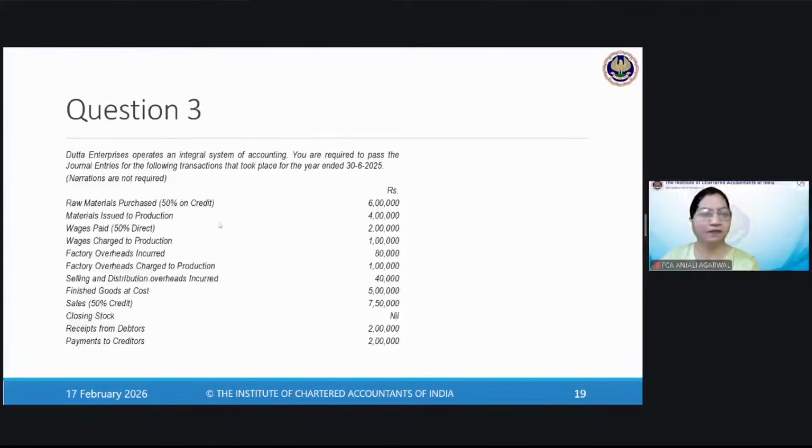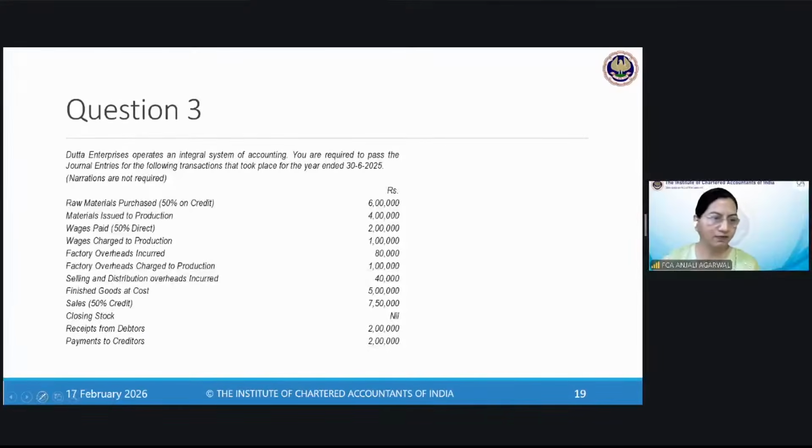Thank you. Now we talk about the integral system of accounting. Let's take up a question on the integral system of accounting. You are required to pass the journal entries for the following transactions which take place on 30th June 2025. Raw material purchased 6 lakh, 50% on credit and 50% cash. Material issued to production. Wages paid, out of which 50% direct, 50% indirect. Wages charged to production 1 lakh.